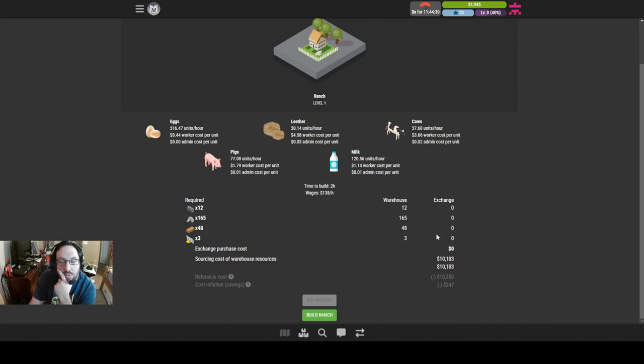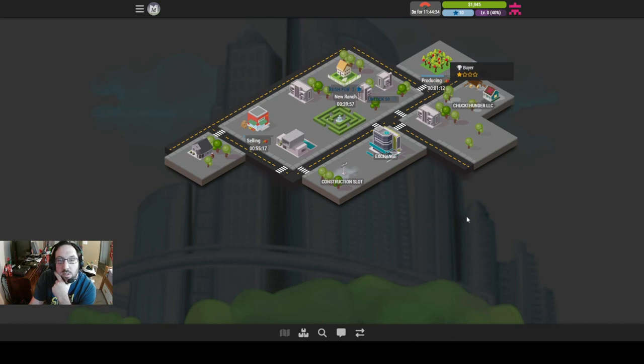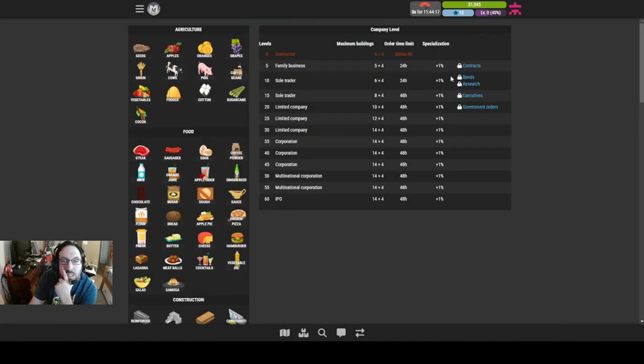Okay. We did that. And now we're building a ranch. About what we needed, because we had the money. And that should be done. So now, with the ranch, we may be able to make animals to sell at the market. That'd be kind of cool. So that should be done in about 40 minutes. 40% of the way there.